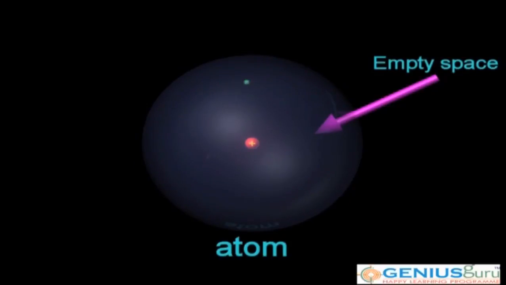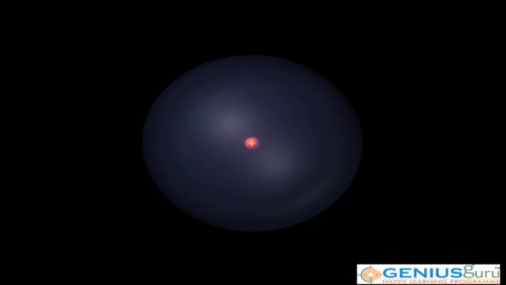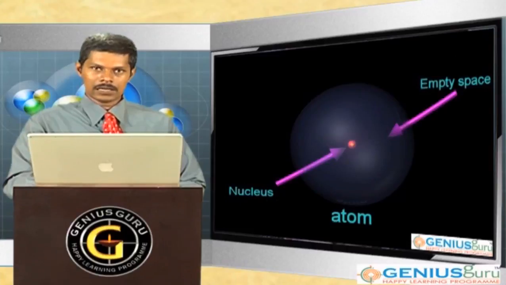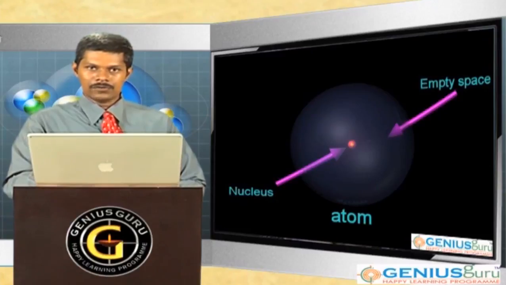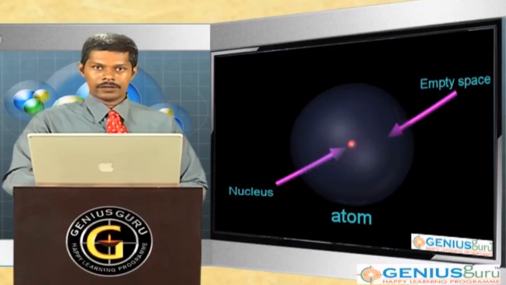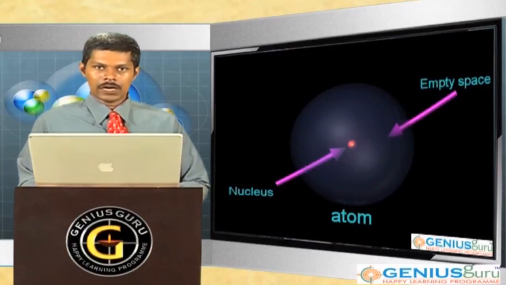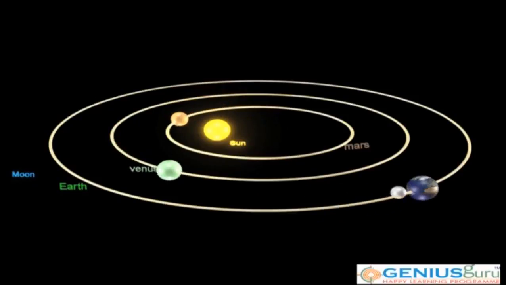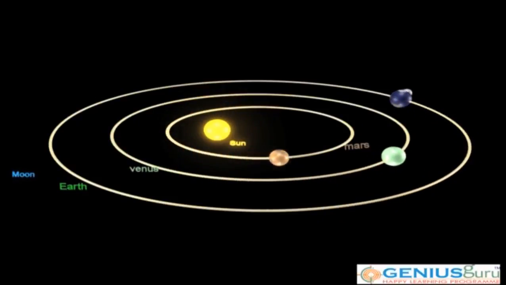Because the nucleus is carrying positive charge and the electron is carrying a negative charge, definitely there exists an attractive force. So in order to balance this attractive force, the electron is moving with a high speed in a definite path. What does this Rutherford model of the atom look like? This Rutherford model of the atom is very much similar to the planetary model or the solar system. The Rutherford atomic model can be compared with the solar system.